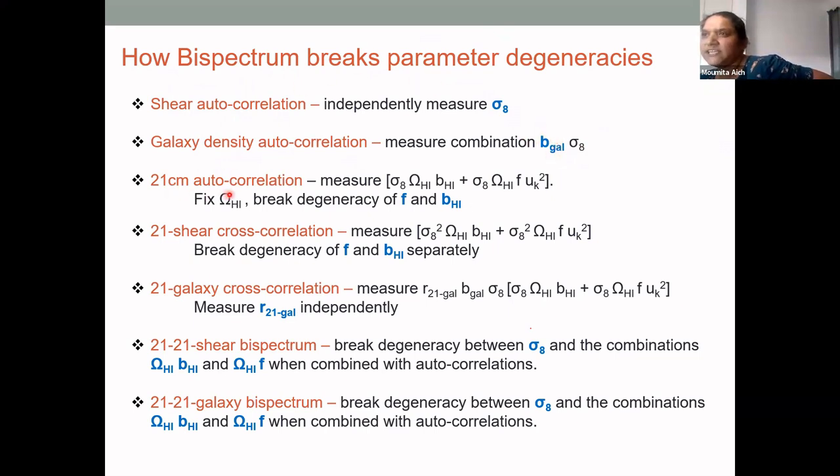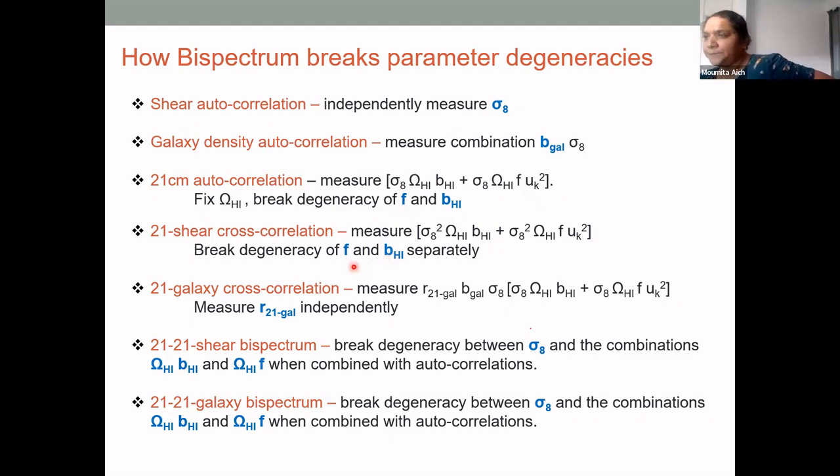Then you go to the 21 centimeter autocorrelation, which in the equation comes as this combination of cosmological parameters, okay? And if you fix your omega H1, you can break the degeneracy between F and BH1, which is the H1 bias, right? And with the 21 centimeter shear cross correlation, you can do the same.